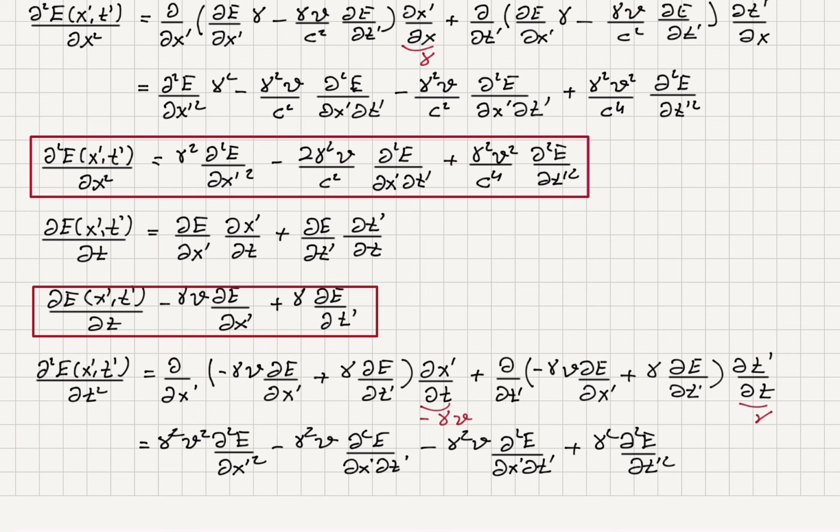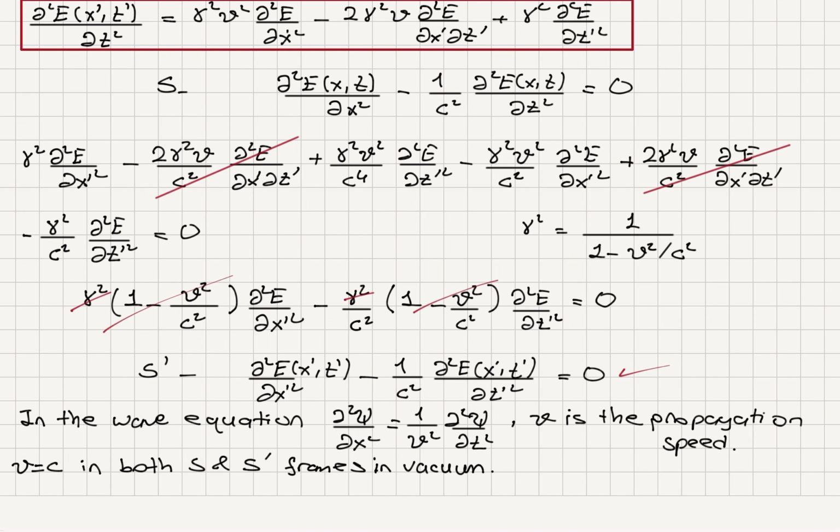And we can repeat the procedure for the second derivative. That's what we did here, and doing the simplifications we found that the form of the wave equation is the same in the S reference frame and the S prime reference frame, and this is recognized to be 1 over the propagation speed squared in the wave equation from wave mechanics. So we realize that the speed of light is c in both reference frames in vacuum.